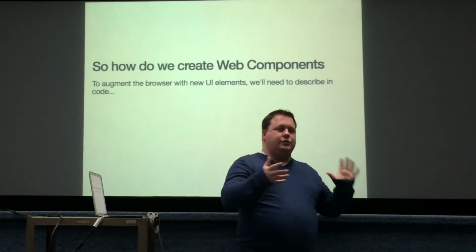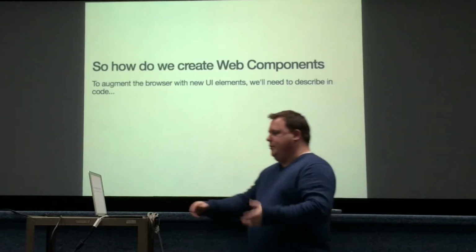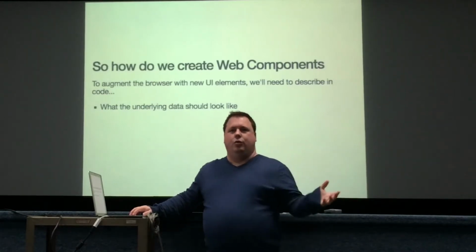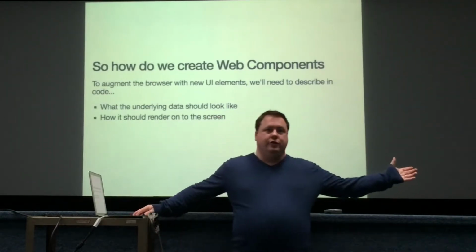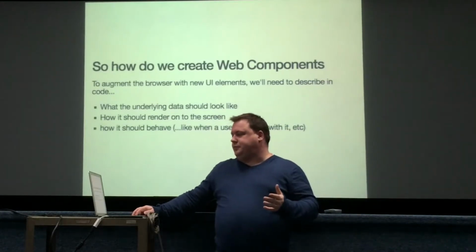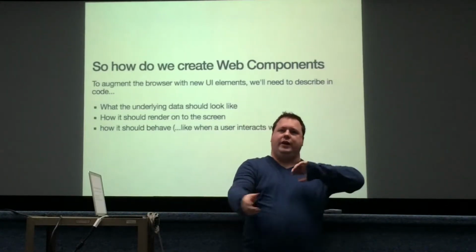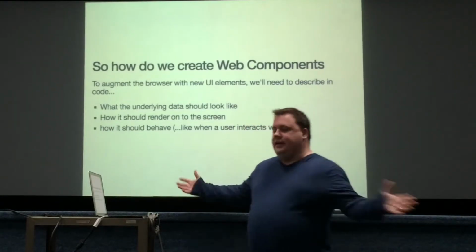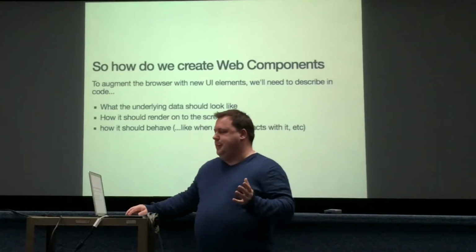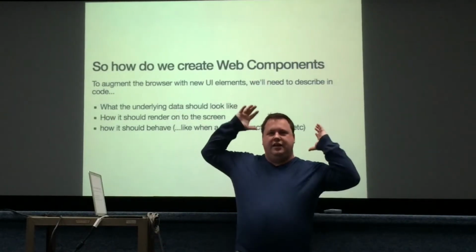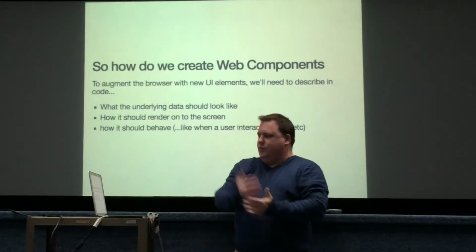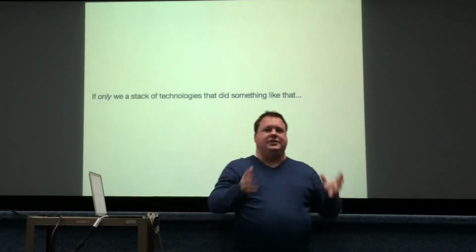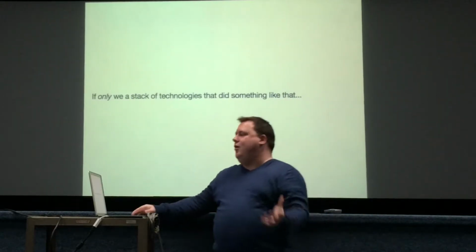Well, to do that, we're going to have to describe to the browser in code what the underlying data should look like, what state it should hold, if any. How it should render to the screen, and how it should behave when a user interacts with it, or when it gets events called on it, or time goes by. So we need a language or something that can describe what the data should look like, how it should render, and how it should behave. If only we had a stack of technologies that did something like that, right? Oh, right, of course.